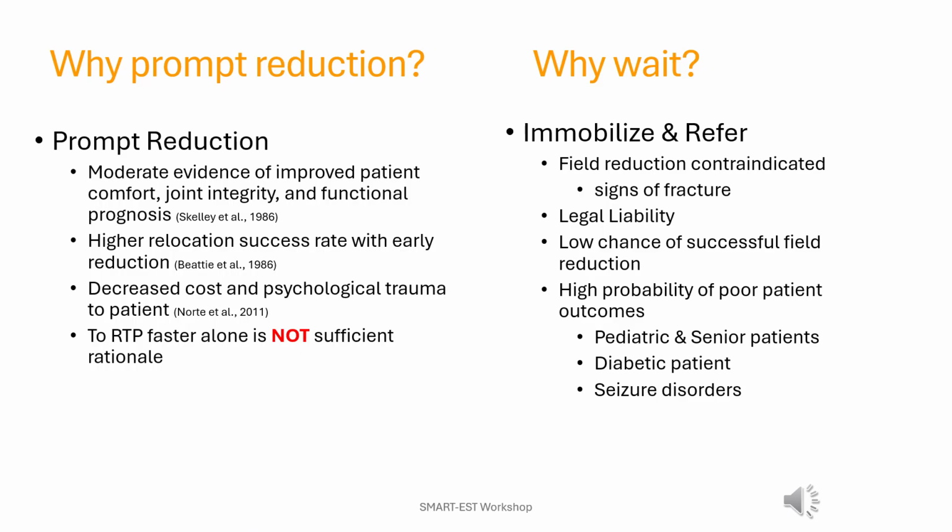And then if there's a high probability for poor patient outcomes, these were outlined in the NATA position statement. Pediatric patients under the age of 18 or senior patients over the age of 55, you should not consider joint reductions. There are always circumstances that we will talk about later that may override that. Diabetic patients may have poor outcomes, as well as patients with seizure disorders.